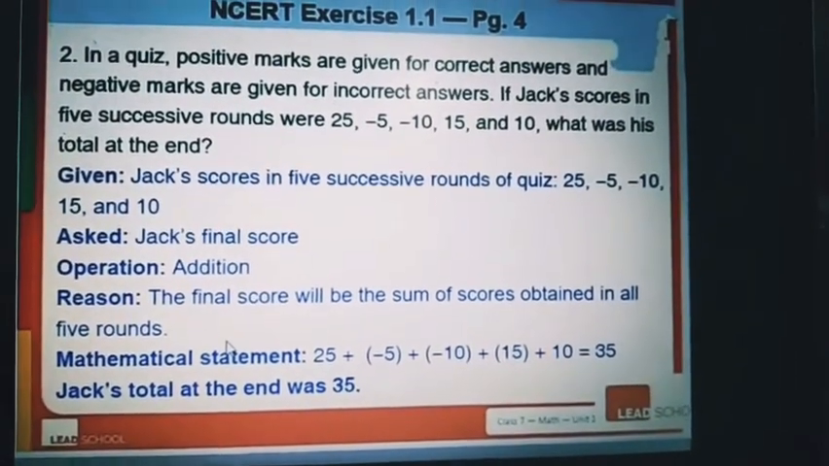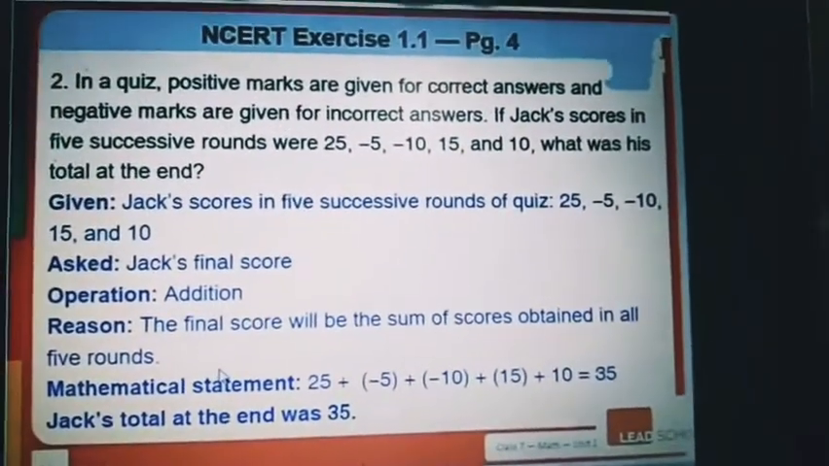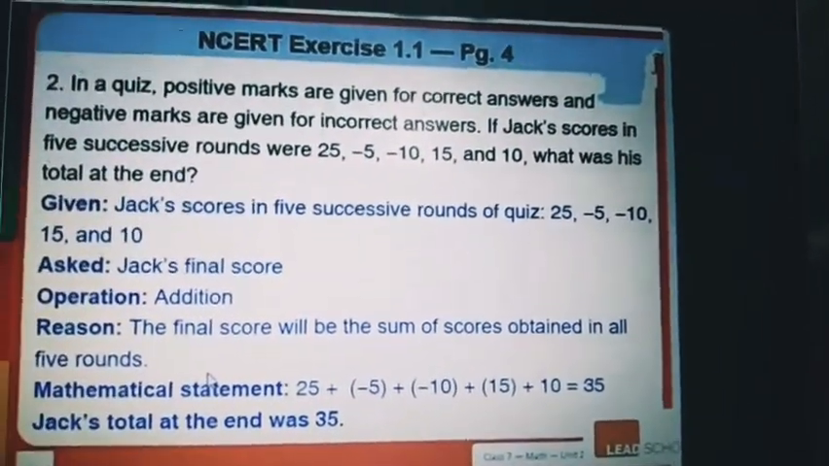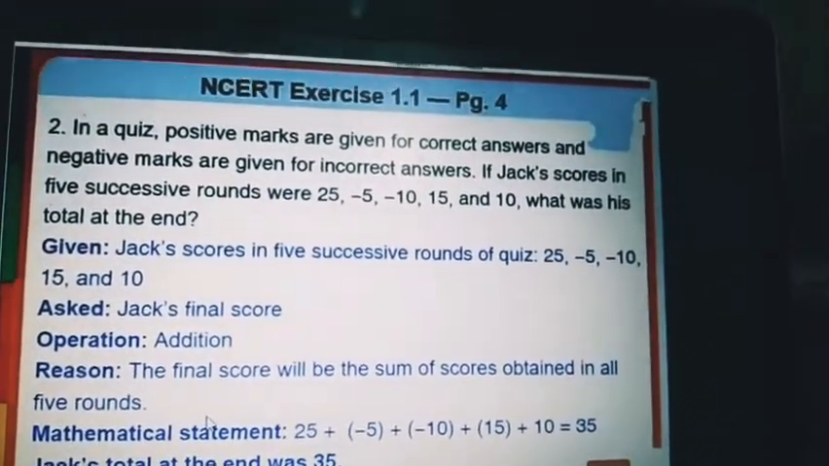So an easier method is to add all the positives separately and add all the negatives separately, and then subtract both the answers. That will be the easy method for you.